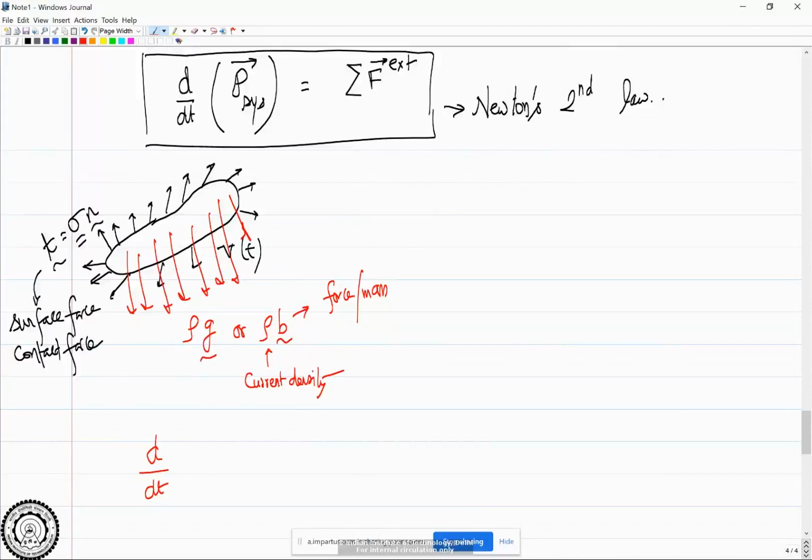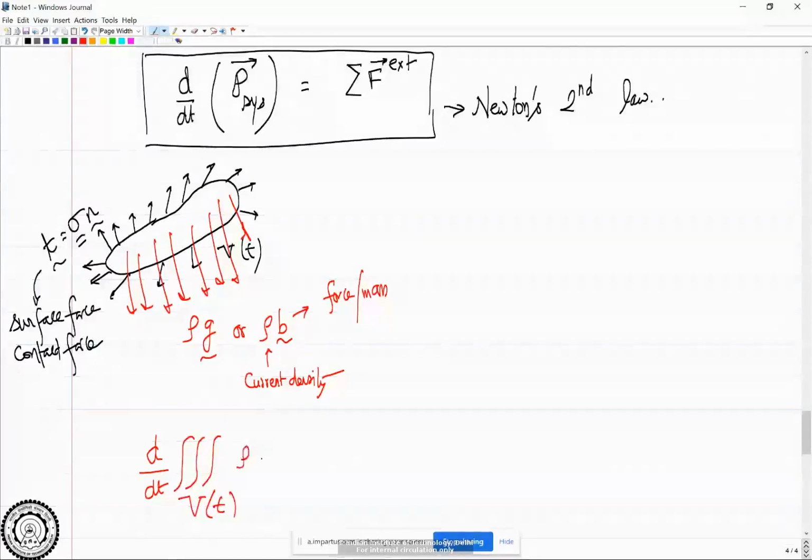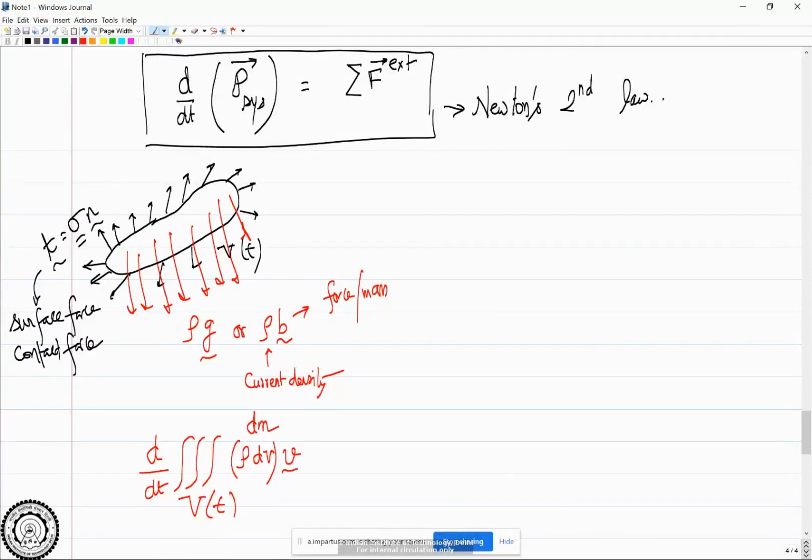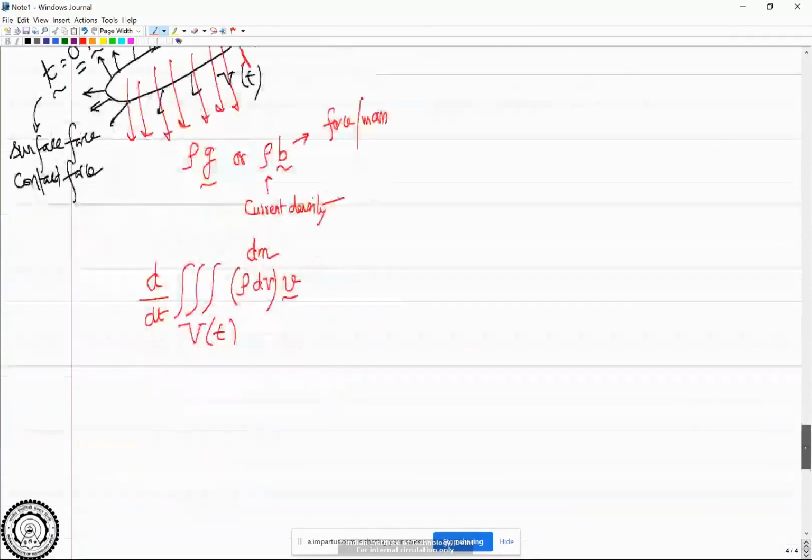And in fact, because we have infinite particles here, that summation becomes an integration, triple integration. Any particle will have mass, current density rho into dV. That's a small mass, dm, and you have to multiply with the velocity v. So that's the left hand side of Newton's second law.